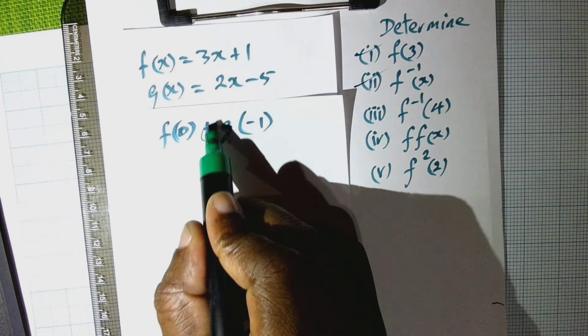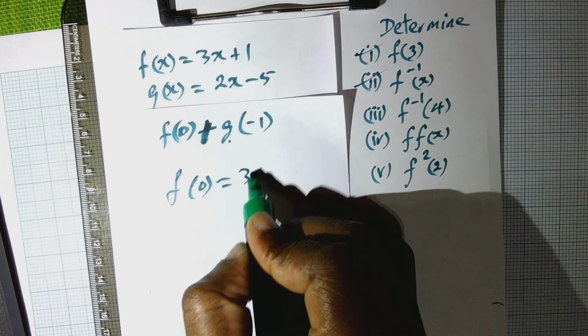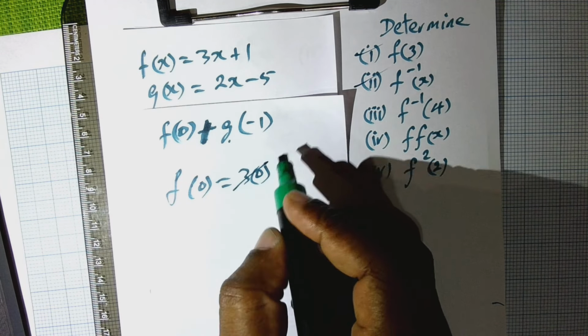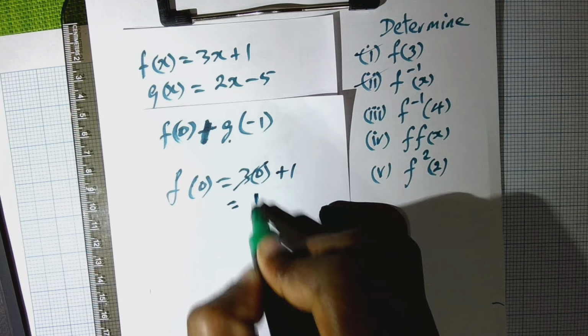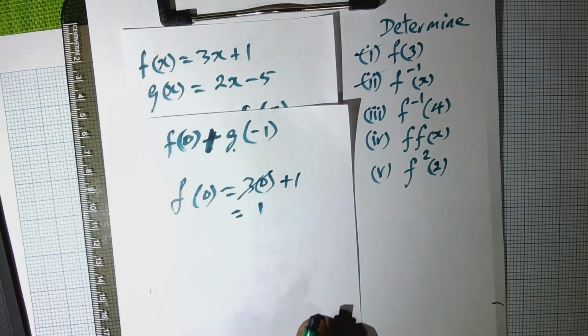Let's find f of 0. So f of 0, we're calling which function? The f function. So we input 0 into the f function. So that's going to be 3 times 0, which we know is 0, so that's cancelled off, plus the 1, which gives us 1. So f of 0 is 1.